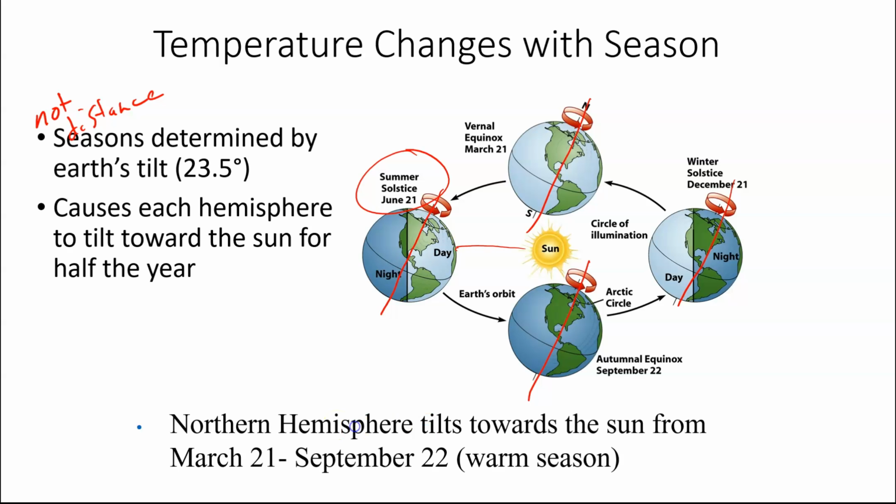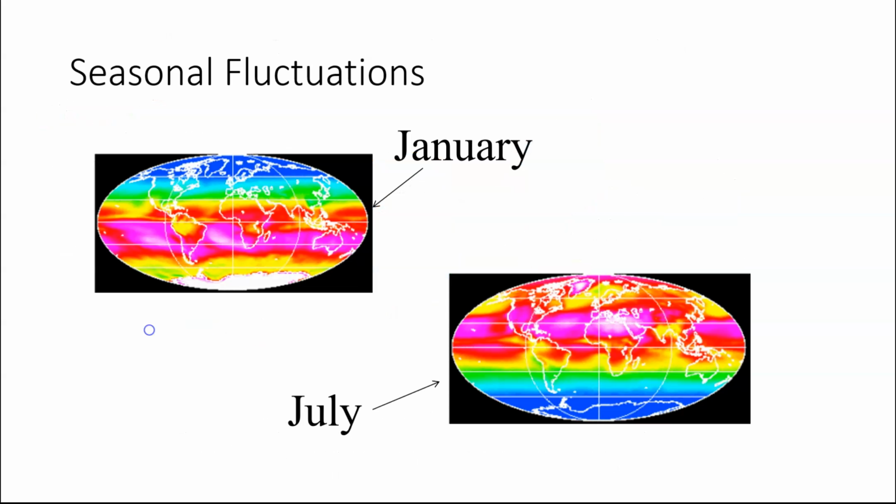Okay? So in the northern hemisphere, we're tilted toward the sun from March 21st to September 22nd, right? And so our cold season would be opposite. So if we look at the energy distribution at different times of year, what we would experience is in January, most of the heat on Earth would be in the southern hemisphere, which would be their summer, right? And then in July, which is the northern hemisphere summer, most of the heat is distributed to the northern hemisphere, okay? And that's, again, a function of the intensity of sunlight.